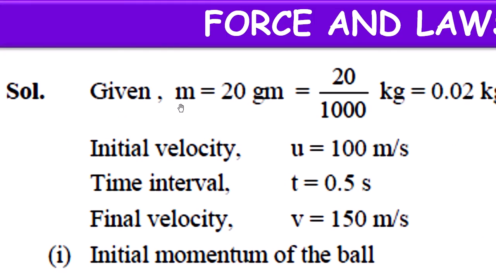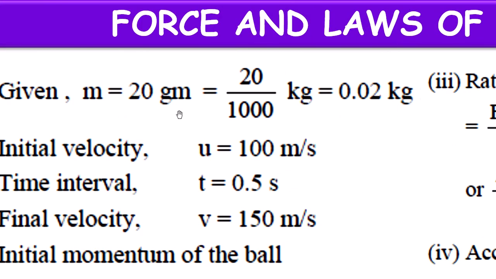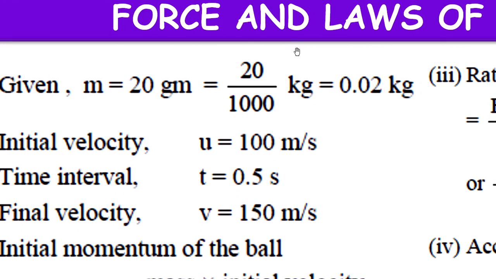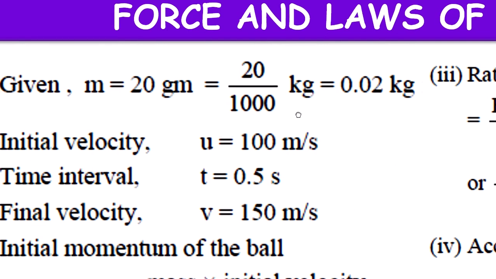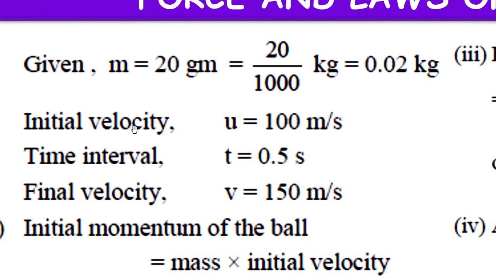Here, given mass equal to 20 grams, we have to convert into kgs. Grams can be converted into kgs by dividing by 1000. 20 by 1000 kg, the 0 gets cancelled, 2 by 100, which is equal to 0.02 kg. This is the mass. Initial velocity 100 meters per second, time interval 0.5 seconds, final velocity 150 meters per second.